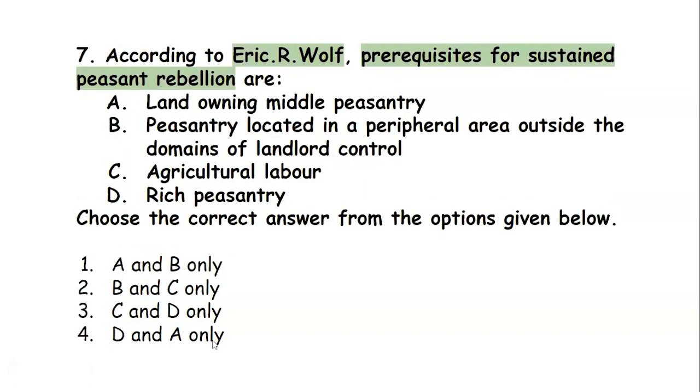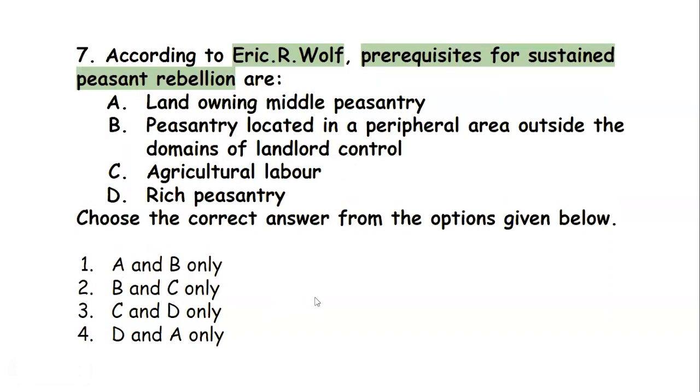So our next question, seventh question. According to Eric R. Wolf, prerequisites for sustained peasant rebellion are: option A, land owning middle peasantry; B, peasantry located in a peripheral area outside the domains of landlord control; C, agricultural labor; and D, rich peasantry.